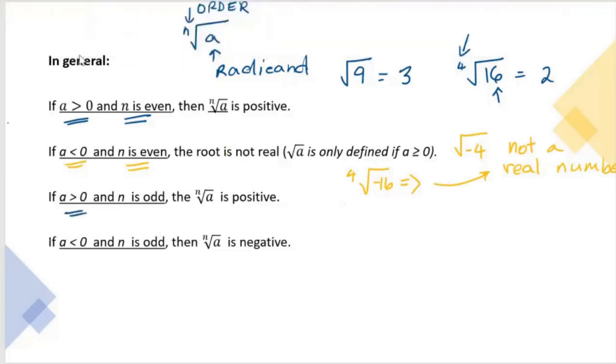Okay, so if a is again positive, the number under the radical is positive, and n is odd, so the order of the radical is an odd number, like 3 or 5 or 7, well then the outcome is going to be positive. For example, if we've got the cubed root of 27, that gives us the positive answer, 3. 3 times 3 is 9, and 9 times 3 is 27. The cubed root of 27 is 3. The answer is positive.